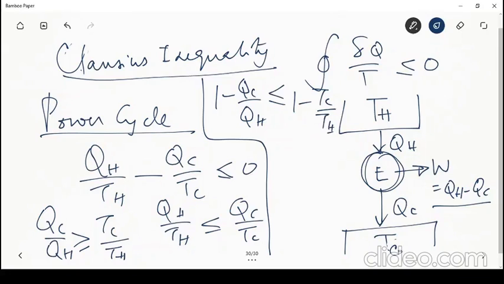This is the expression that you get from here, which basically says that the thermal efficiency of any real cycle is less than or equal to the thermal efficiency of the Carnot cycle. So the highest efficiency that can be achieved in a power cycle is the Carnot efficiency. This is our classical Carnot theorem.